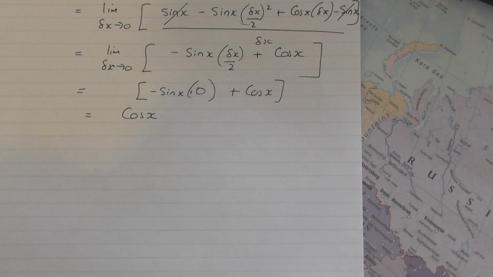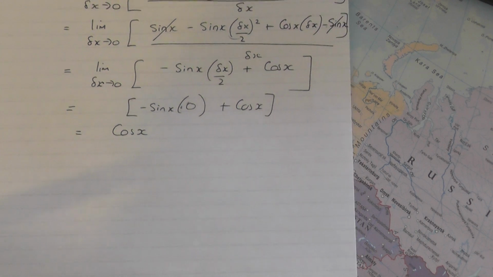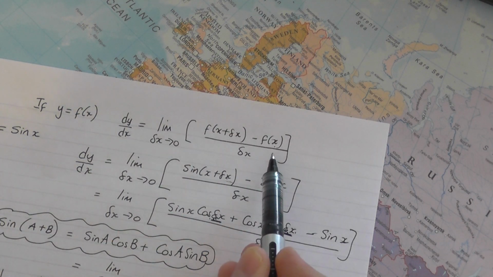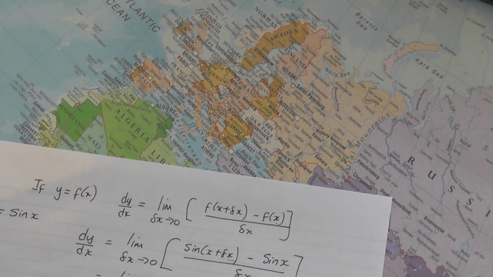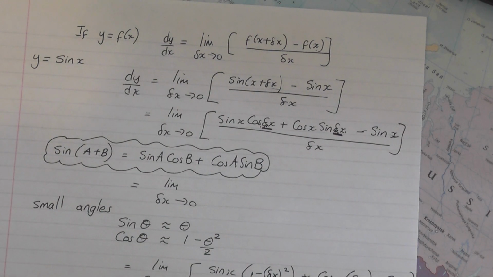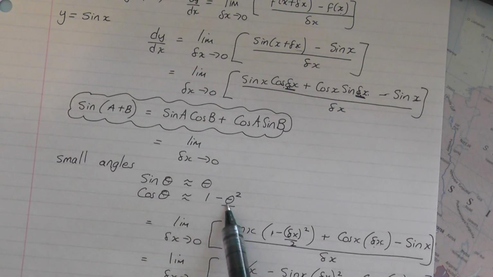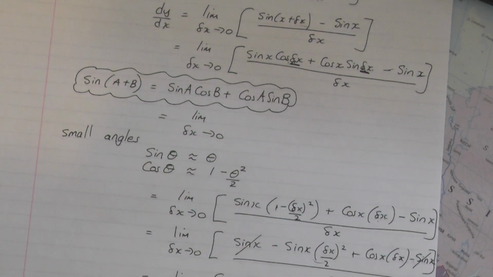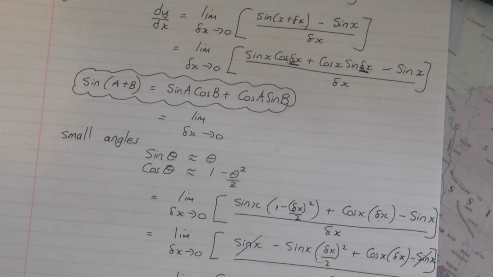There is the proof from first principles for y equals sine x. It involves three basic ideas. It involves the basic expression you use for first principles differentiation. It involves the sine of a plus b compound angle identity. And it also involves small angle use, where these expressions are equivalent for radians. And there you go. That is how you differentiate y equals sine x from first principles.